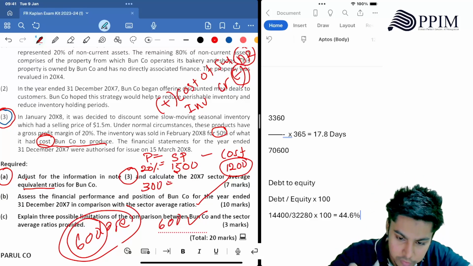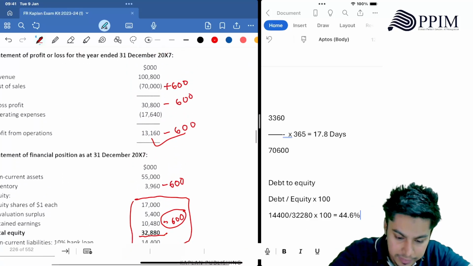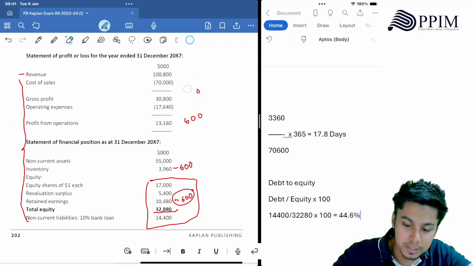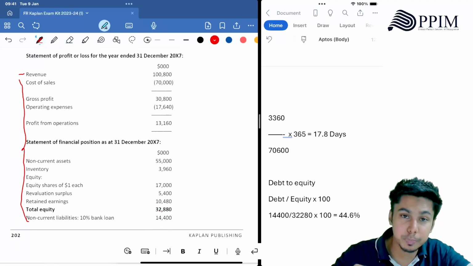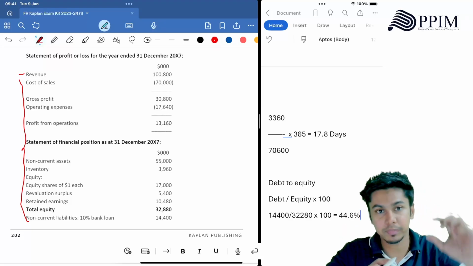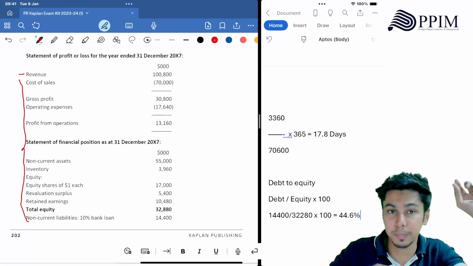So what I did was, guys, once I knew the double entry, I went and adjusted my financial statements. Why are we adjusting the financial statements? Because the paper said to do that. Okay, adjust your information. So now, guys, one more time, what is the loss? 600,000. What's the double entry?